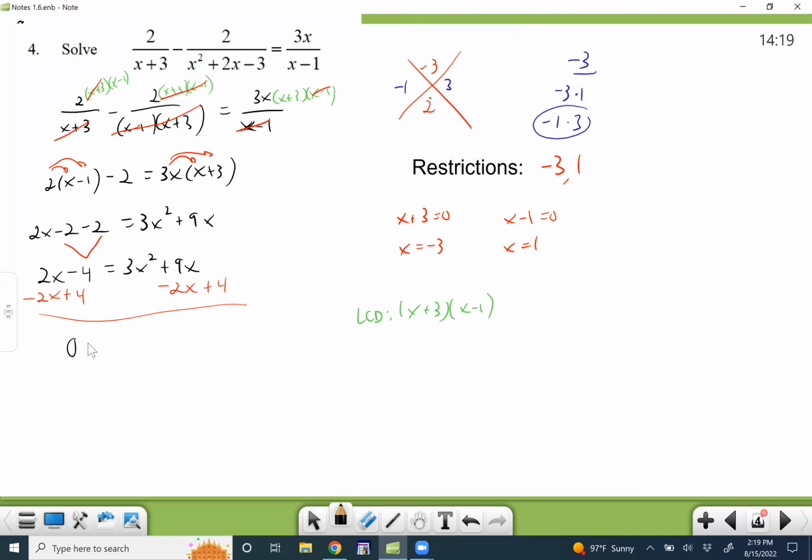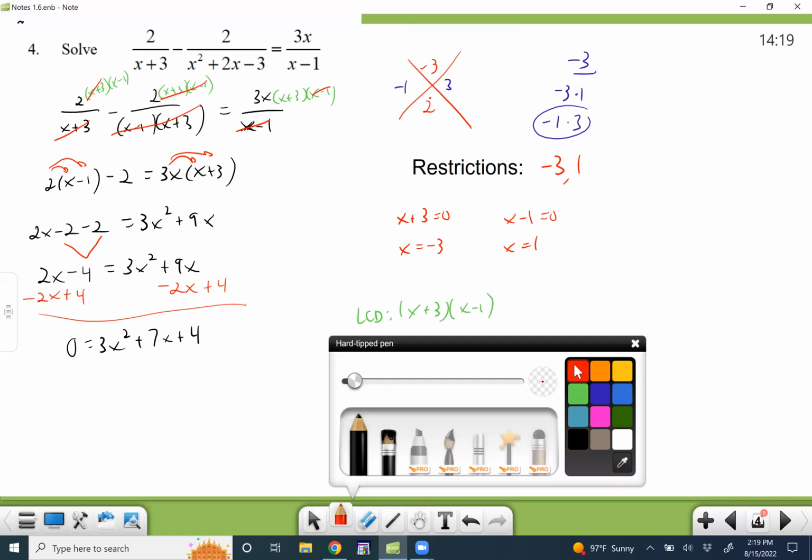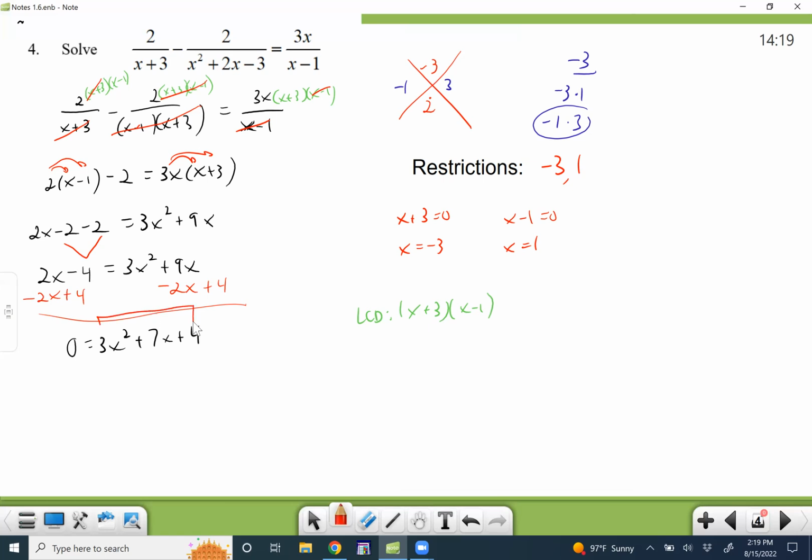So that's going to get me 0 equals 3x squared, 7x plus 4. And I'm telling you, these problems are so long that usually they make it factorable, so you don't have to go through the long process of the quadratic formula. So I'm hopeful every time I do the AC method. So 3 times 4 is 12. I'm looking for factors of 12 that add up to 7. 3 times 4, right? 3 times 4 is 12. 3 plus 4 is 7.